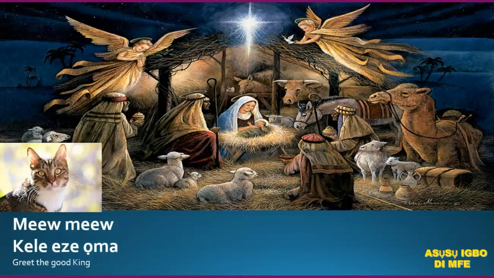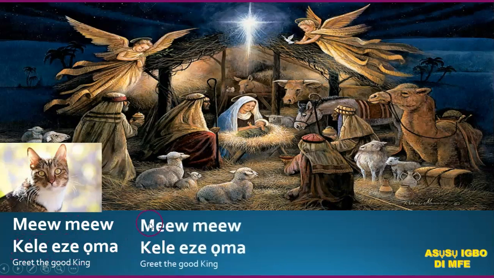Then let's make the sound together. Meow. Meow. Kele zama. Greet the good king. Kele eze. Oma eze here refers to king. Okay? Kele zama. Greet the good king. Meow. Meow. Kele zama. Alright?